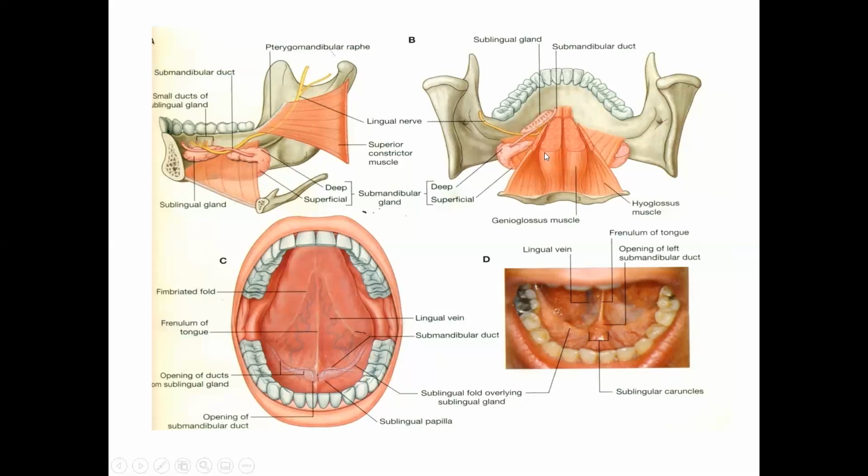Now you can see here again, this is the floor of the oral cavity in which we have the mylohyoid muscle and the geniohyoid muscle. Above these muscles, we have the structure of the tongue. Here we have the submandibular gland. This is the deep part and the superficial part of the submandibular gland that encircles the mylohyoid muscle. And this is the sublingual gland, and these are the ducts of the submandibular gland that open into the sublingual papilla just lateral to the frenulum of the tongue.